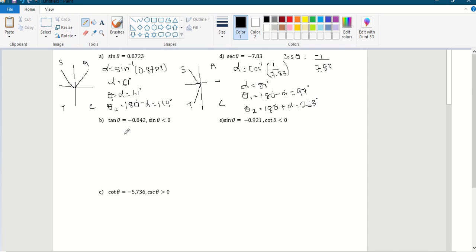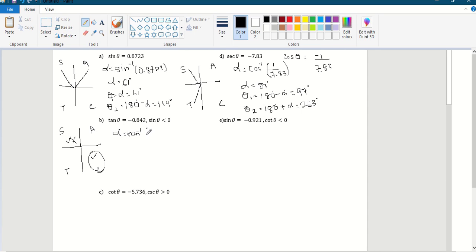Okay. For this one then, if you were to sketch this, all S T C or CAST, tan theta is negative, so tan is positive here and here, meaning negative in this quadrant and this quadrant, and sine theta is less than 0. Here sine theta is more than 0, so that's not true, so it's only the fourth quadrant. So again we will follow the same procedure. We will find alpha first.